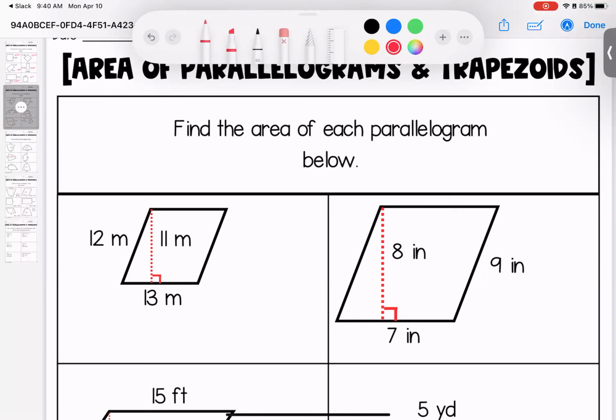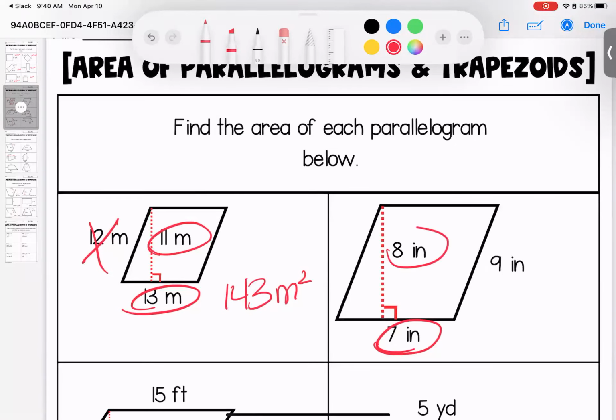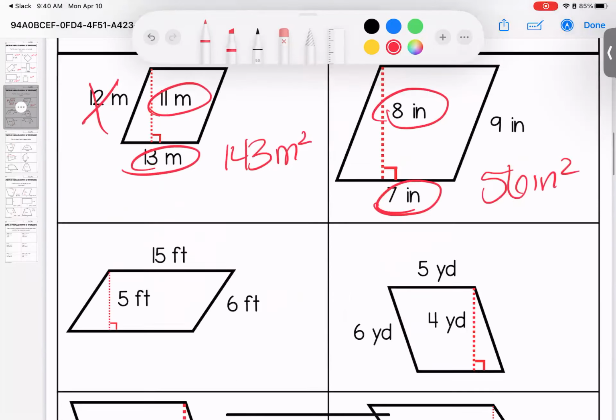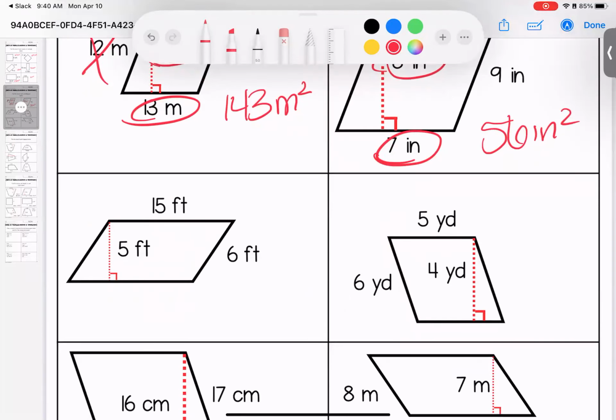So for this one, we have a base of 13 and we have a height of 11. So if we look at our base of 13 and our height of 11, 13 times 11 gives us 143 meters squared. We do not need that extra side label. Base times height, 8 times 7 is 56 inches squared. Base times height, 5 times 4, 20 yards squared.